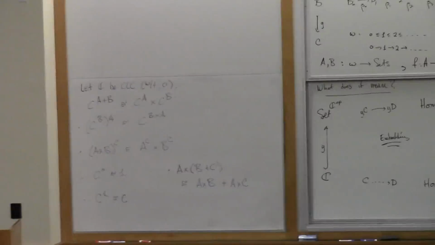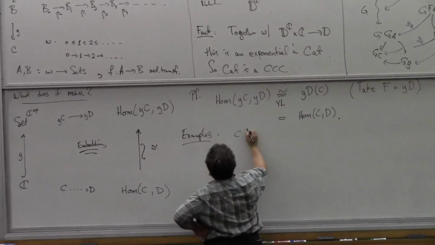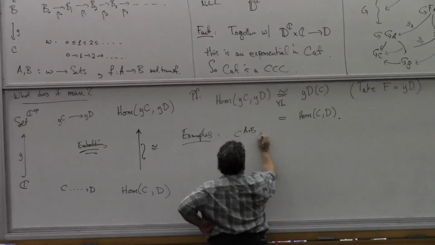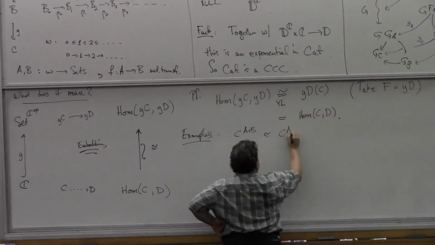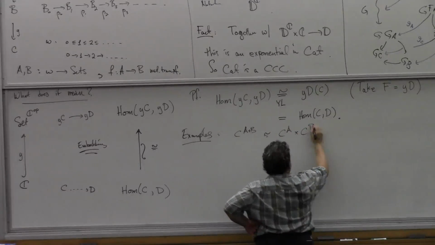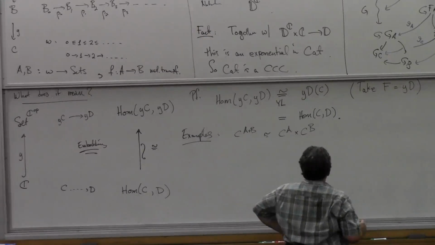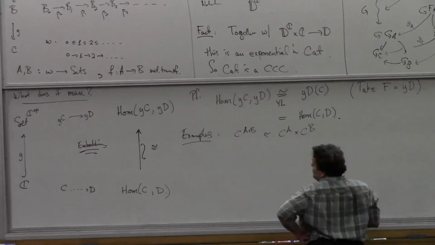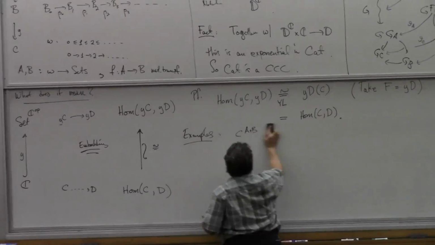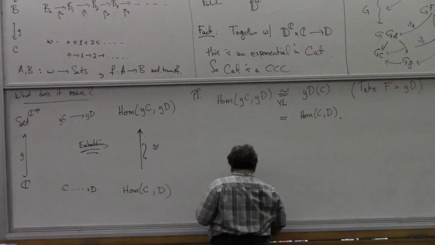We want to show that C^(A+B) is isomorphic to C^A × C^B. Oh, geez. I need one more fact. Sorry, guys. Let me put my one more fact here that I need.